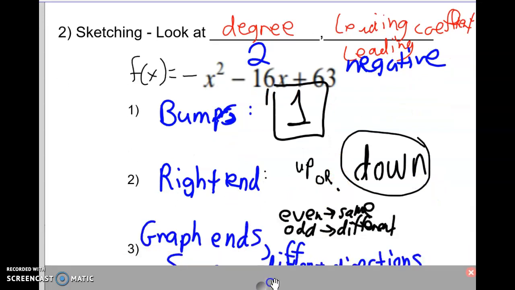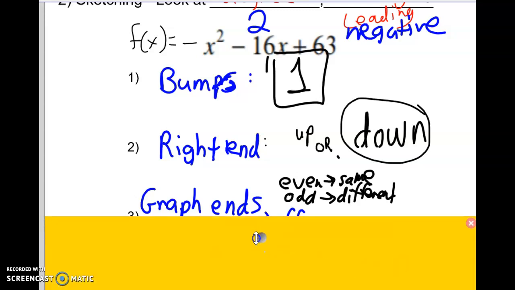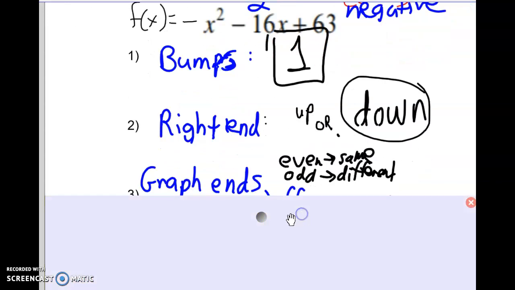All right. Graph ends. Now, once you know that there's 1 bump and you know that it opens down, you have to look at the graph ends. If the degree is even, again, remember, we look at the degree, the leading coefficient. Look at the degree again. If the degree is even, they end in the same direction. If it's odd, they end in different directions. Let's go back to this. That's a 2. 1 bump, opening, end goes down.